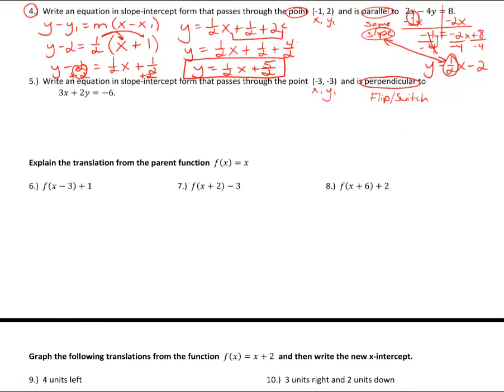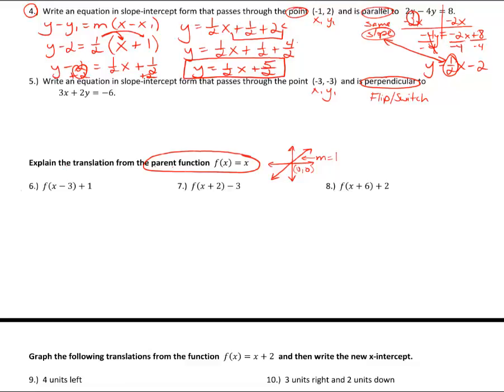Now, here we go. 6 through 8. It says, explain the translation from the parent function f of x equals x. This will be on your test tomorrow, guys, but it won't tell you what it is. Okay, don't forget the parent function goes through the origin. It looks like this. Your test tomorrow will talk about that. You need to know that it goes through the origin and it has a slope of 1. Okay, so 6, 7, and 8.